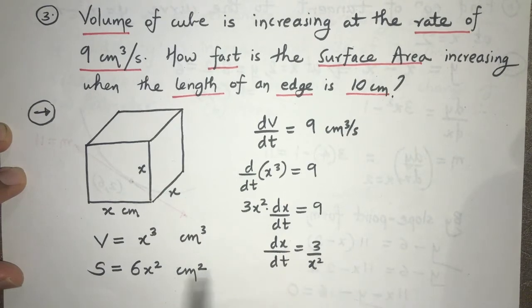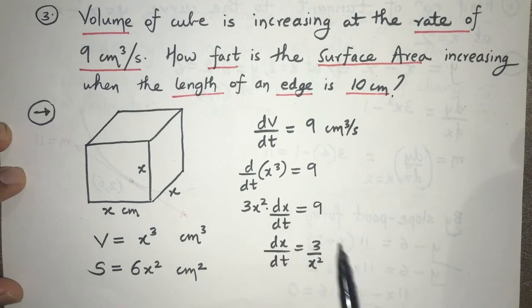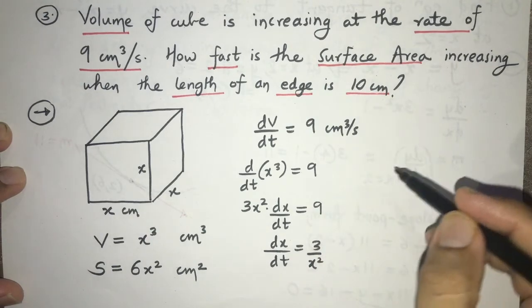I repeat, we are going to differentiate volume. We are going to get 3x square dx by dt. Chain rule will apply here because you are differentiating with respect to t, and that is equal to 9. So what is dx by dt? 3 by x square. Now I will find out how fast the surface area is changing.